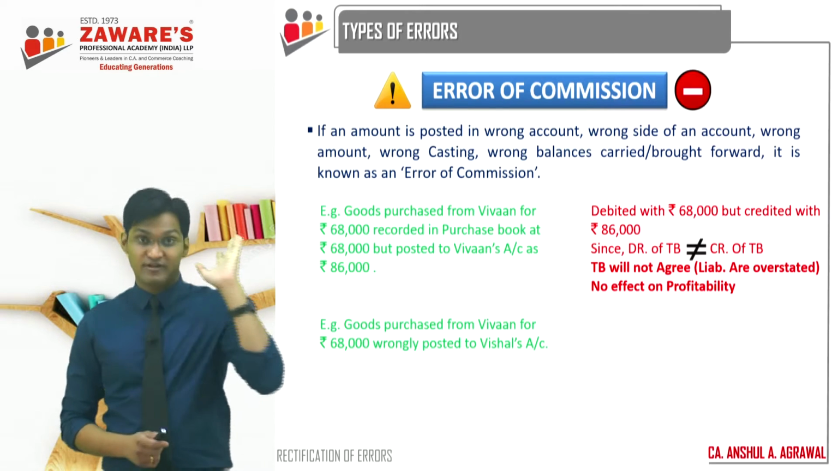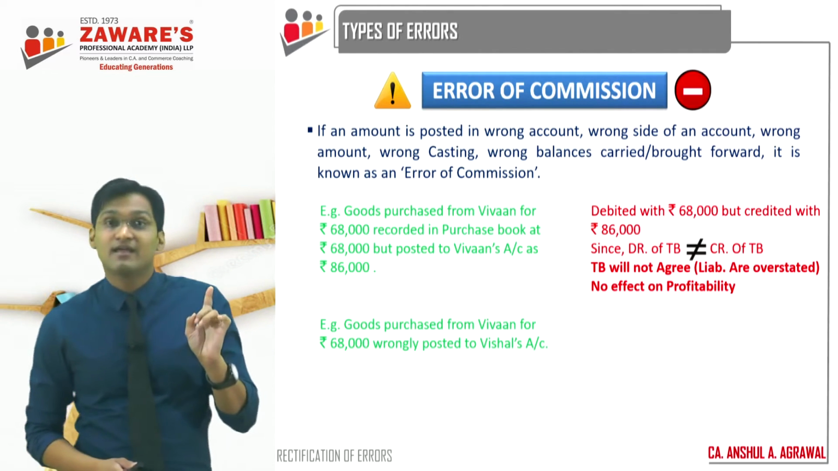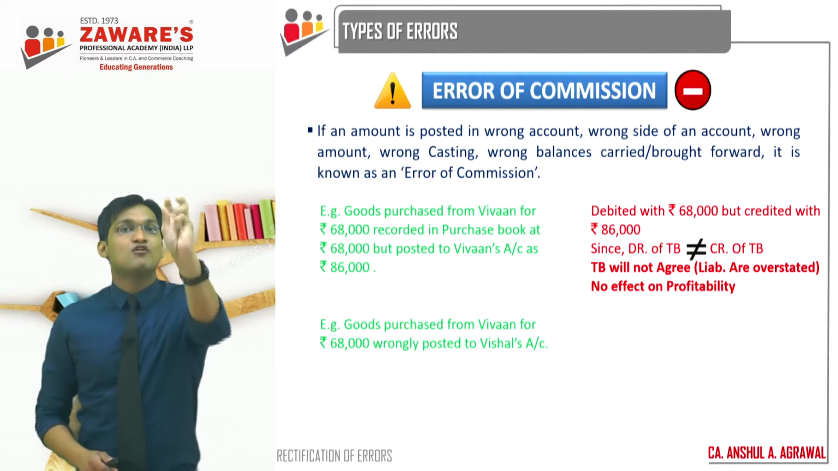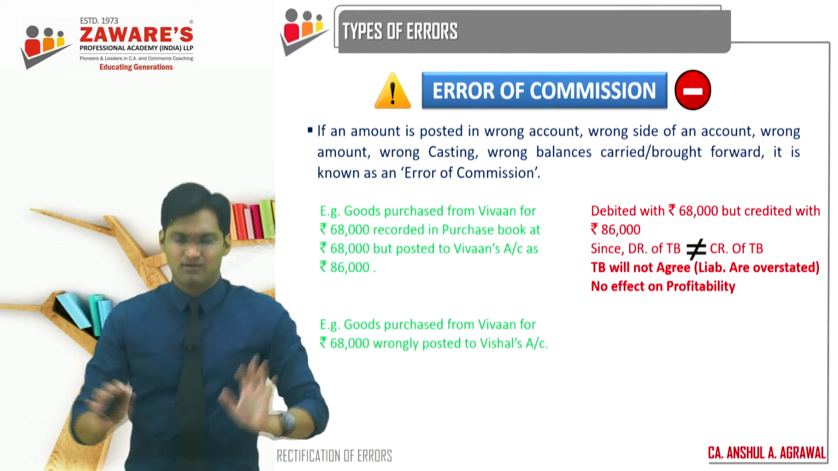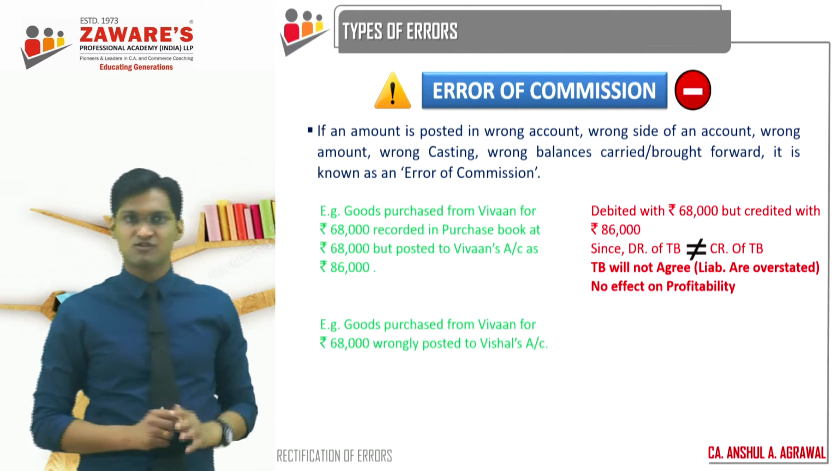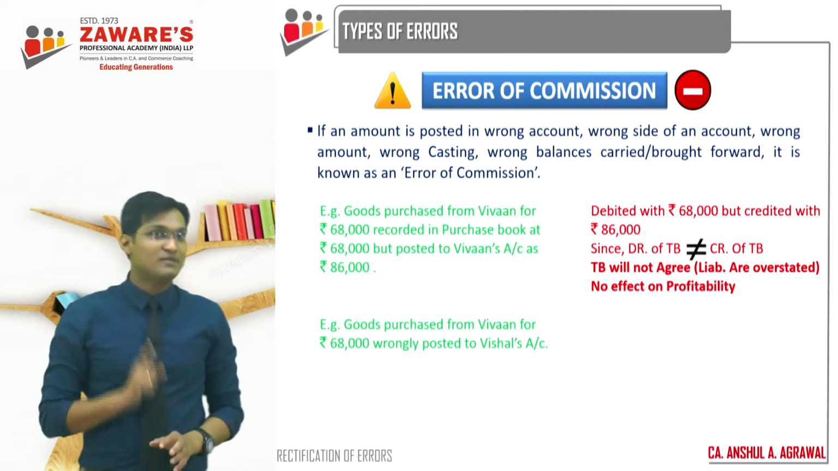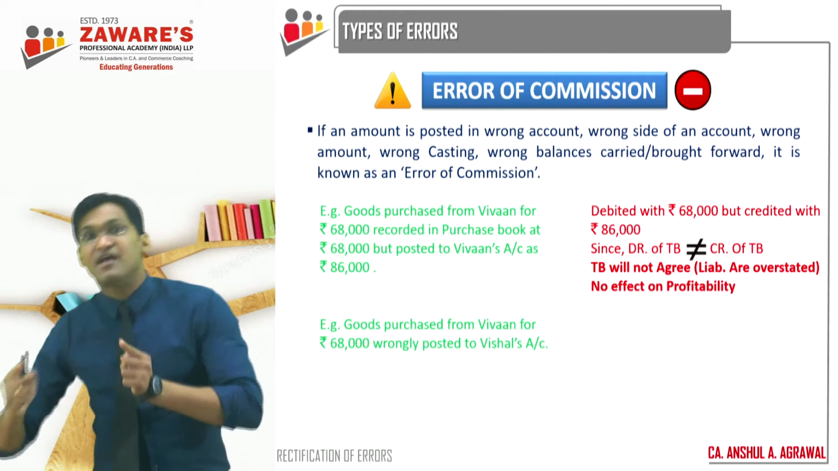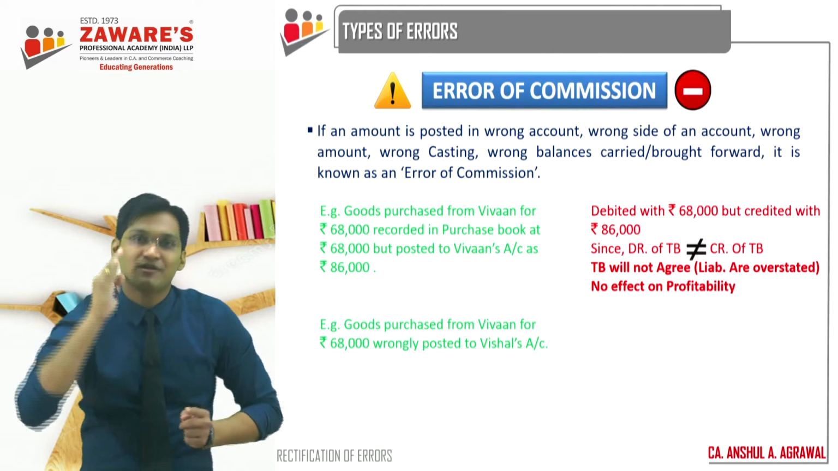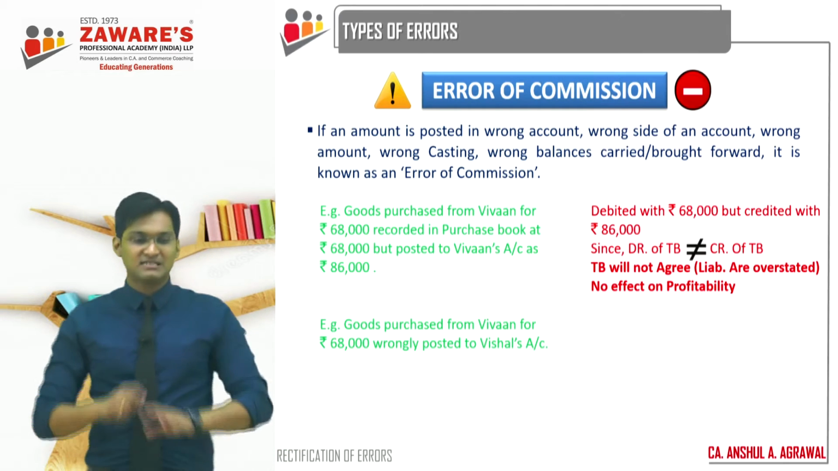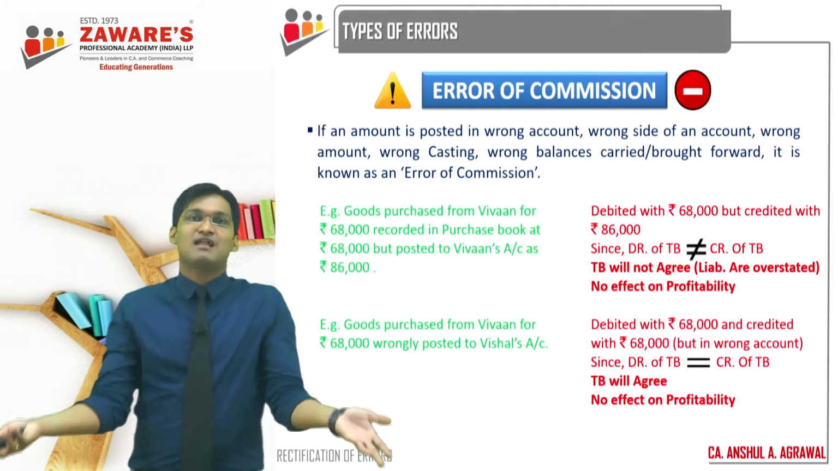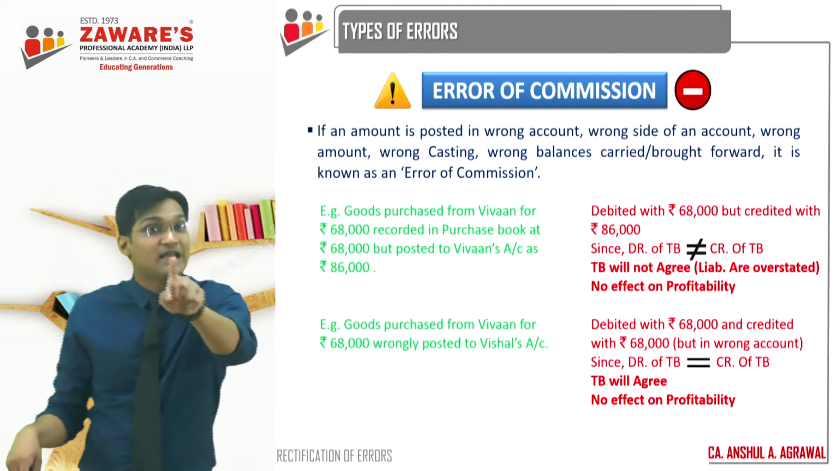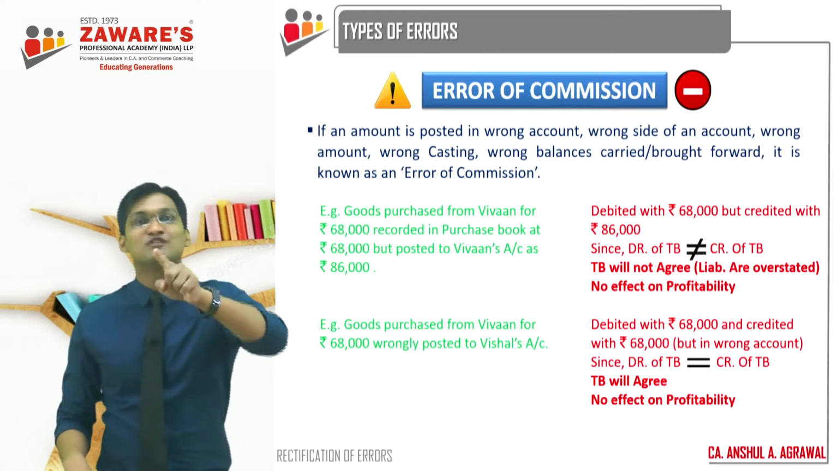What will be the effect on profitability? Understand what I said? In order to analyze the effect on profitability, what do you need to see? Whether your nominal accounts have been treated properly or not. That's all. Purchase account is nominal, but Vishal's account is not nominal. Purchase account कितने से डेबिट होना चाहिए था? 68,000 से. Purchase account 68,000 से डेबिट हुआ है. Profit पे भी कोई इफेक्ट नहीं होगा. So you can see your trial balance will also agree. There won't be any effect on profitability, but that doesn't mean it is not an error. It is an error.